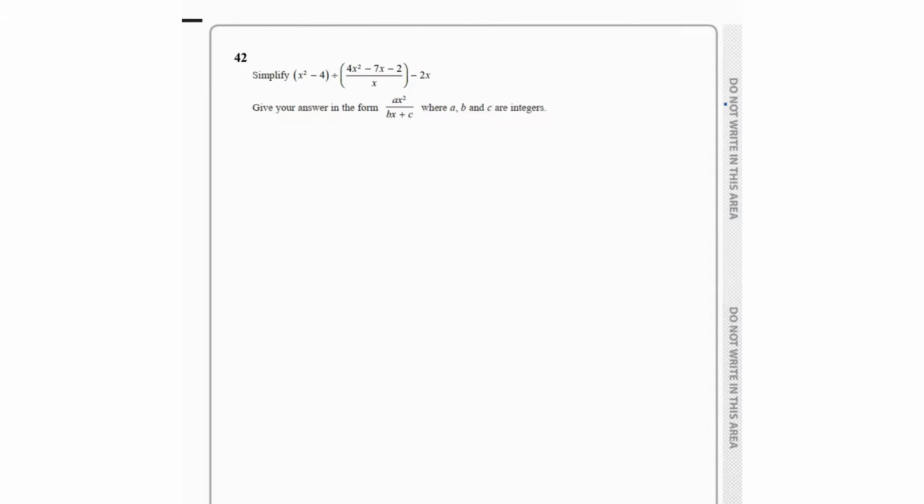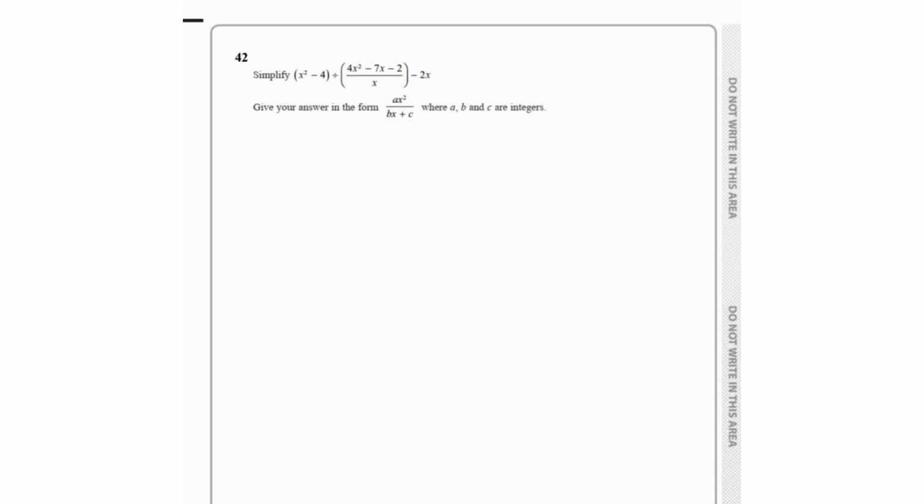Then it says simplify x squared minus 4 divided by 4x squared minus 7x minus 2, over x minus 2x. Give your answer in the form of ax squared plus bx plus c, where a, b, and c are integers. Solving and simplifying an algebraic fraction is a very popular question that always comes at the end of the paper. This is one of the harder questions.